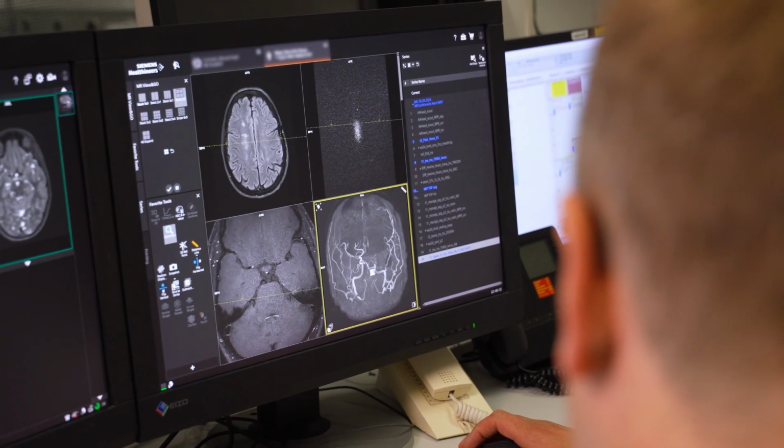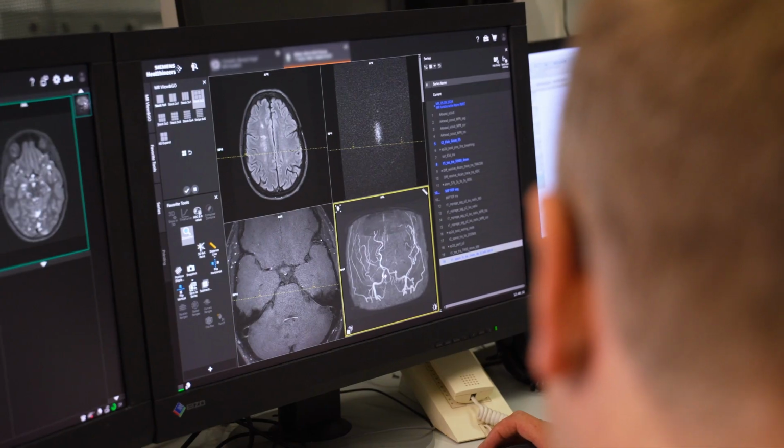The MRI is also capable to show the vessels. This is a so-called MR angiography. Here you can already assume that the blood supply of the brain vessels may not be normal. At this point, the suspected diagnosis of Moyamoya disease is often made for the first time.